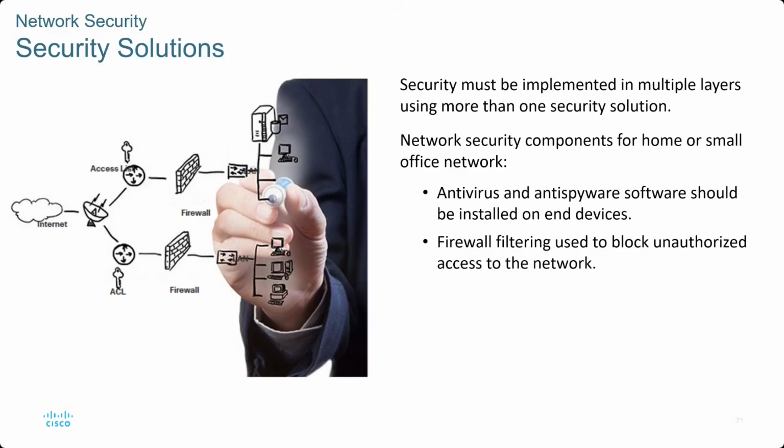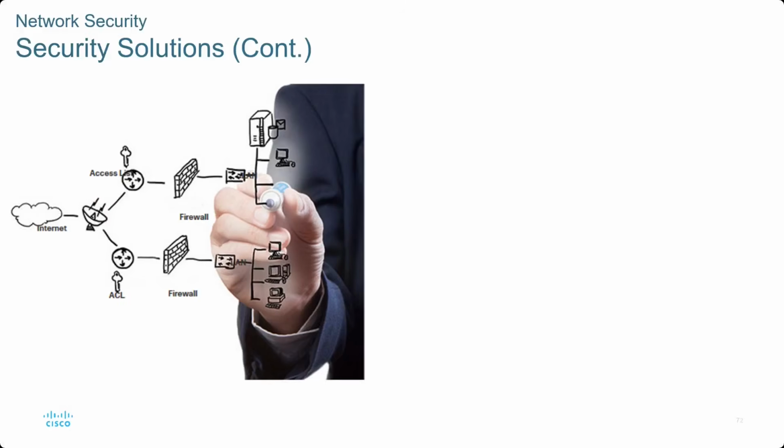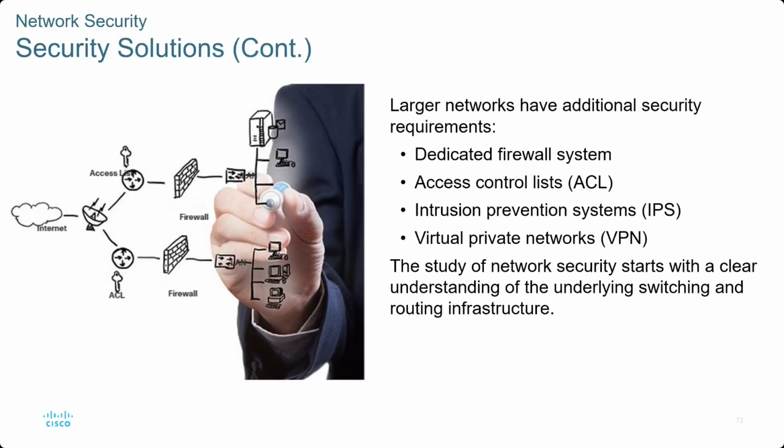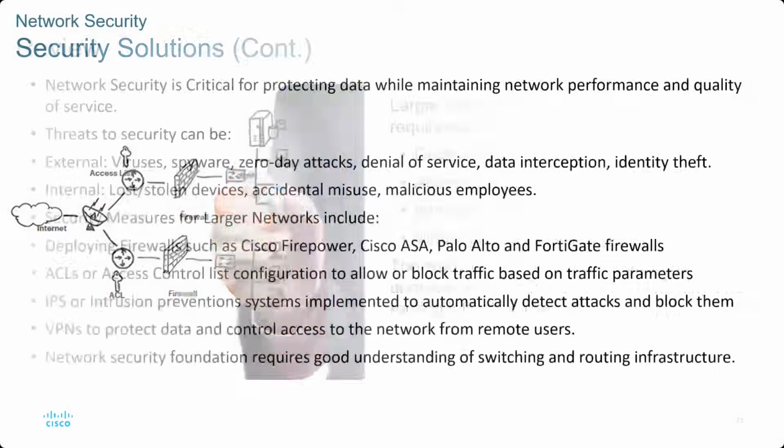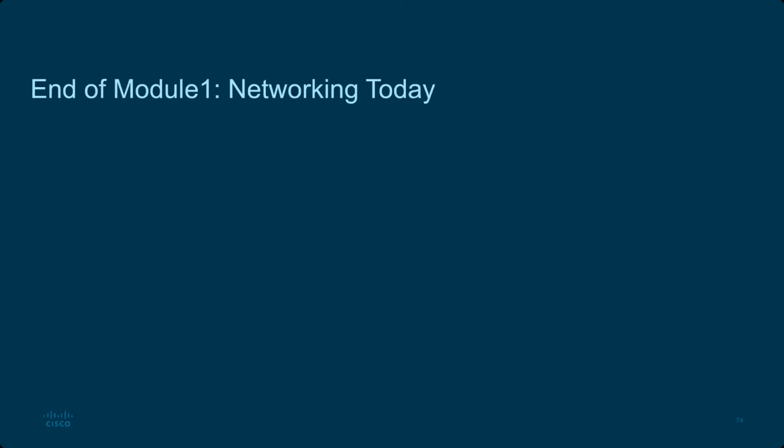Well, we have security solutions. We have firewalls. We have antivirus software. We have anti-spyware. We have intrusion prevention systems, intrusion detection systems. We have VPNs, access control lists, dedicated firewall systems, which are all the things that we would be talking about in a separate chapter, okay? So this is the end of module 1, which was networking today.